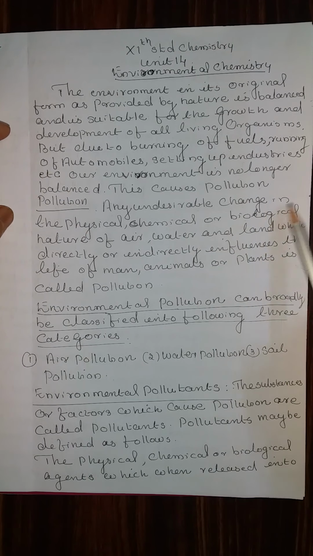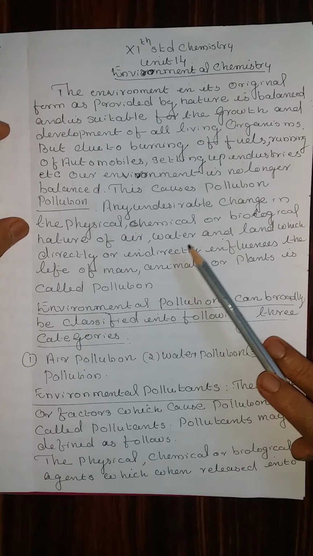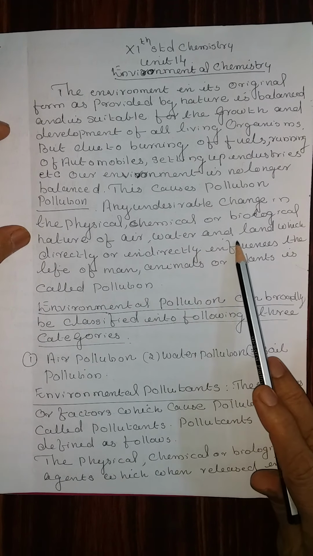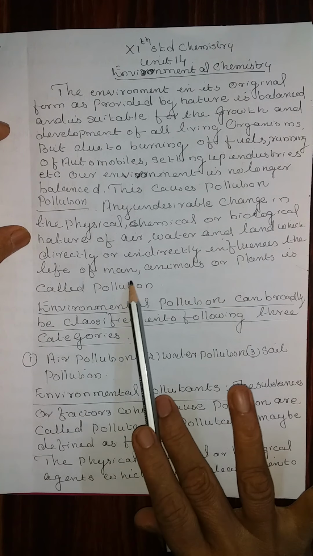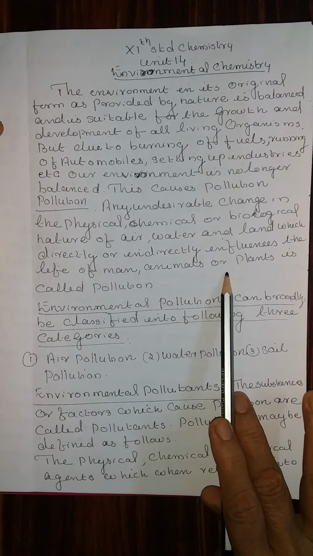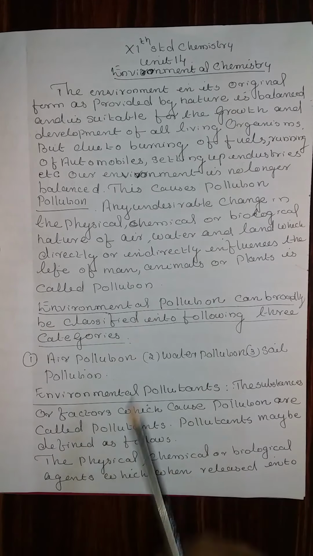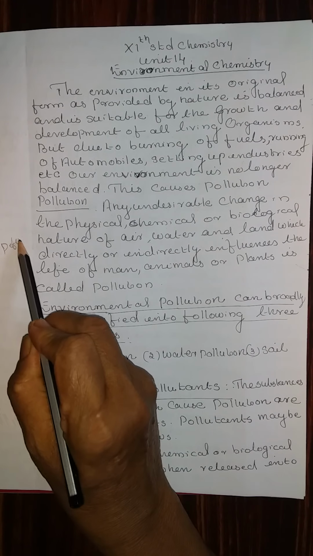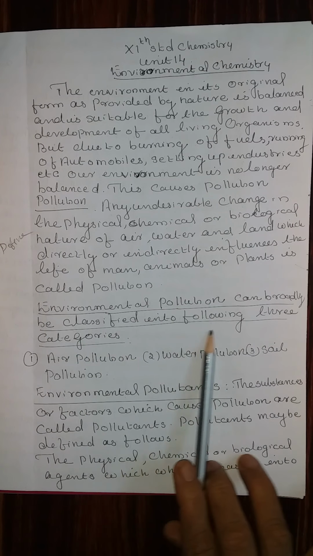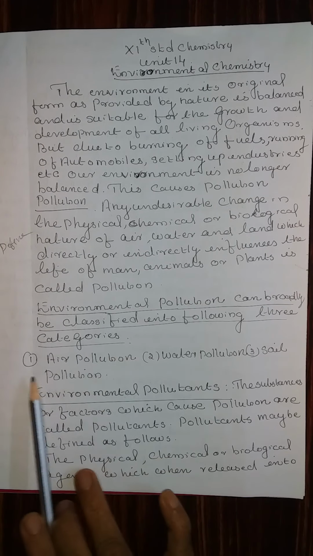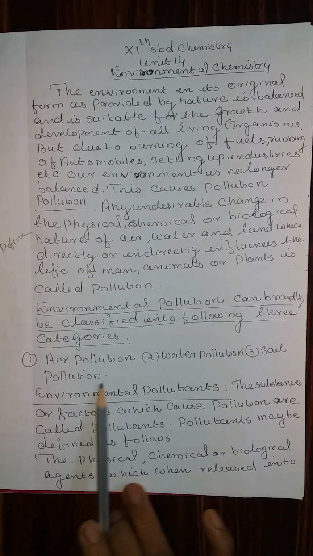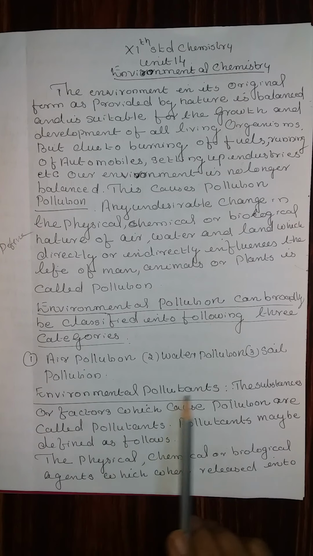Any undesirable change in the physical, chemical, or biological nature of air, water, and land, which directly or indirectly influences the life of man, animals, or plants, is called pollution. Definition is required. Environmental pollution can broadly be classified into the following three categories. 1. Air pollution. 2. Water pollution. 3. Soil pollution.